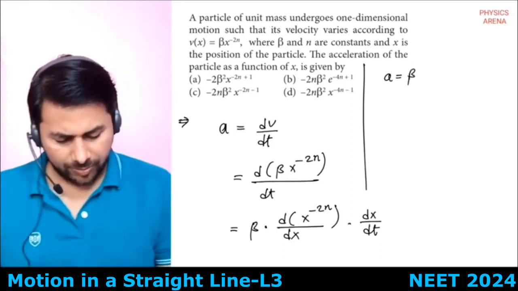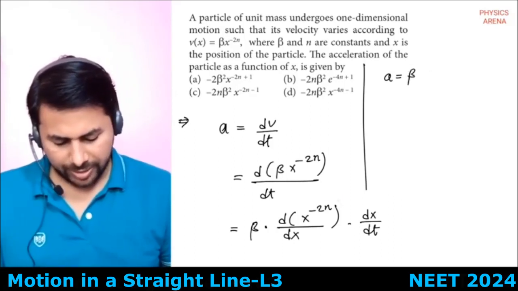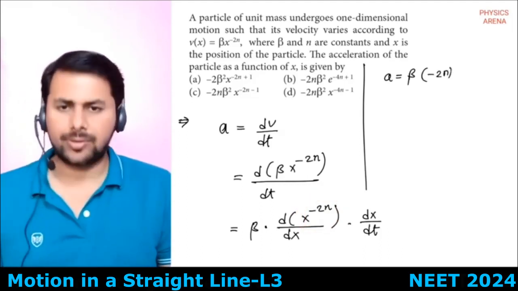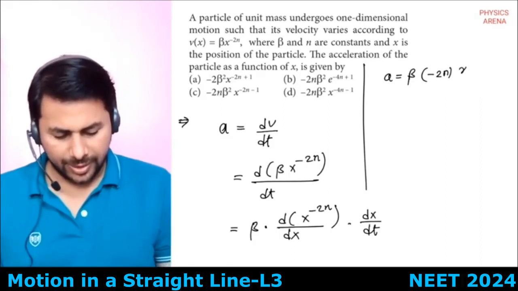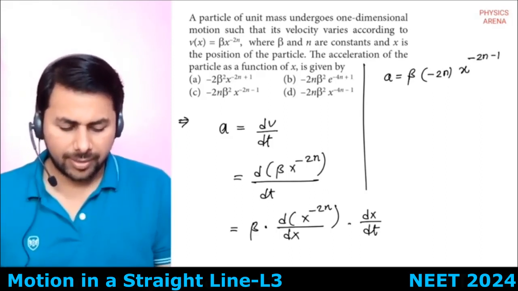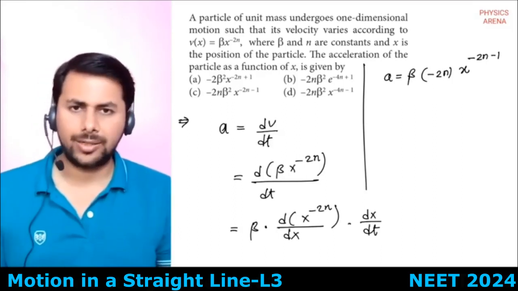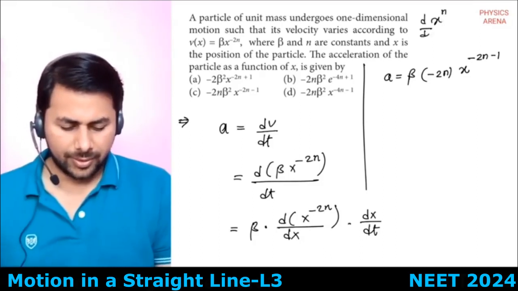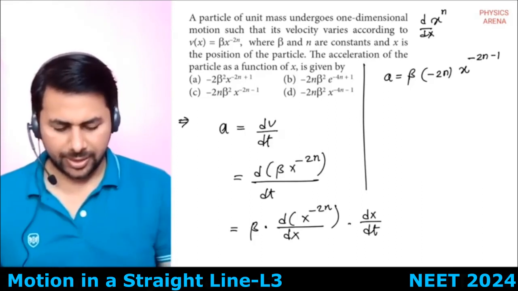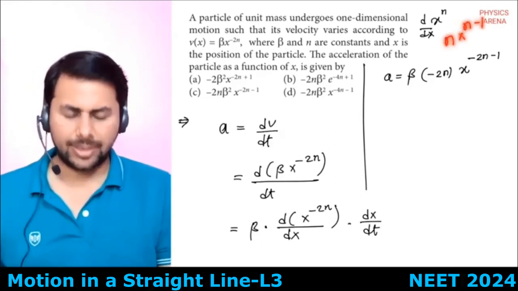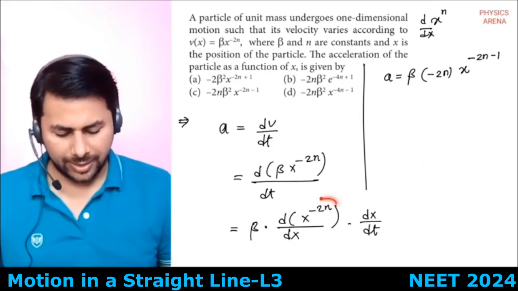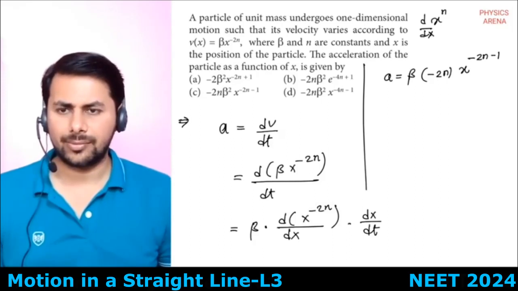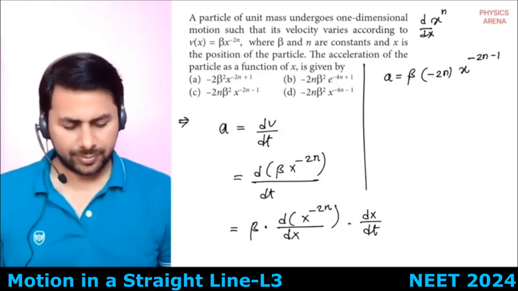So a is equal to, you have beta multiplied by, what will be derivative of this thing? So you have raised to minus 2n. So it is minus 2n multiplied by x raised to minus 2n minus 1. I have applied the formula of derivative of x raised to n. d by dx of x raised to n will be n multiplied by x raised to n minus 1, right? But what is value of n here? n is equal to minus 2n. Yes, sir.